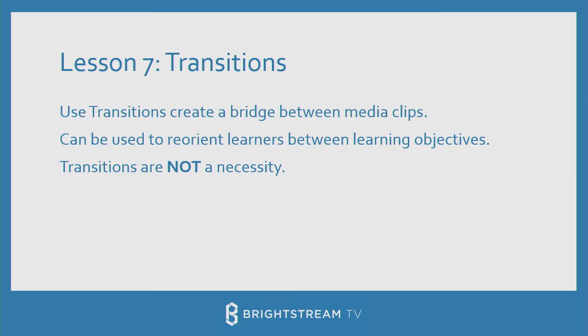Now you can use these transitions to create a bridge between your media clips. Maybe you have a clip that starts a little abruptly or ends a little abruptly, where the two pieces of media come together, not so smooth. We can use a transition to help smooth it out. Okay? They can be used to reorient learners. So maybe in an e-learning scenario, we want to dive into a part of a video that shows a very in-depth process, and then we want to use a transition to reorient the user that, okay, we're leaving that process and maybe we're coming back to the classroom so we can go on to the next topic. So that's where transitions really work well.